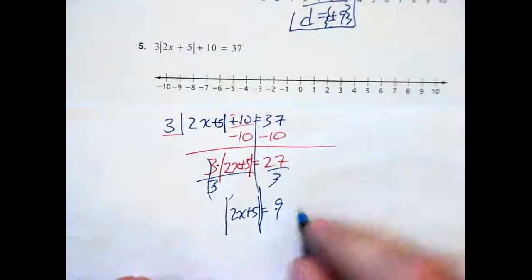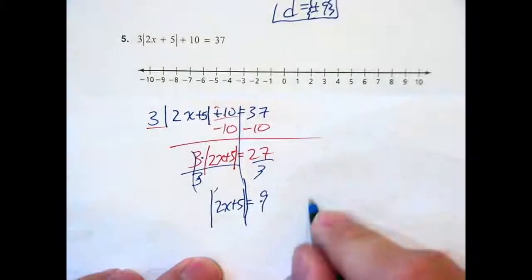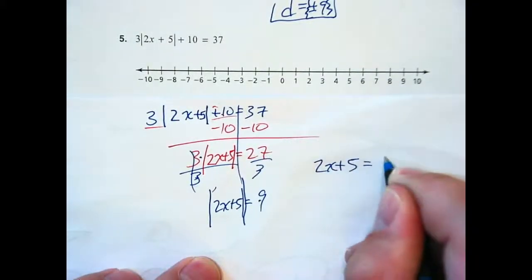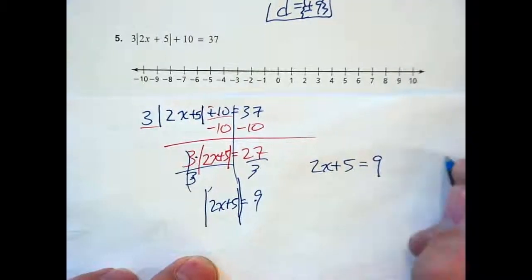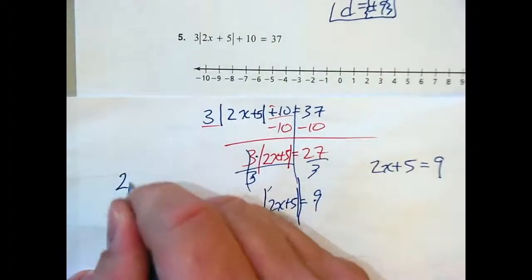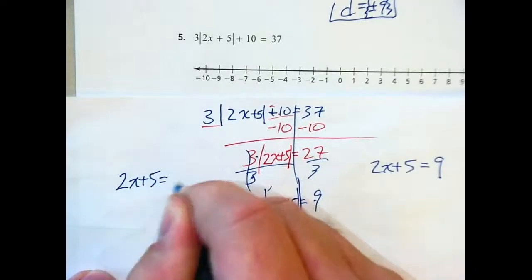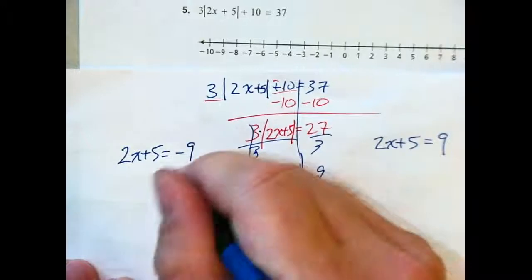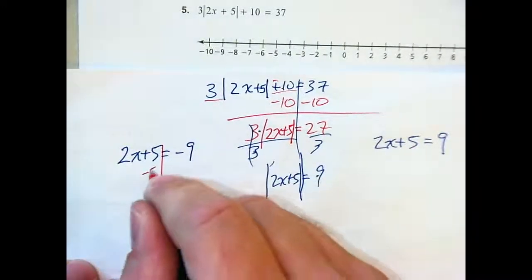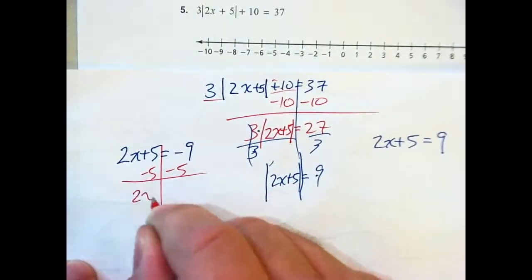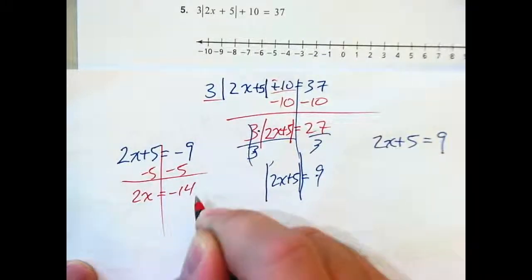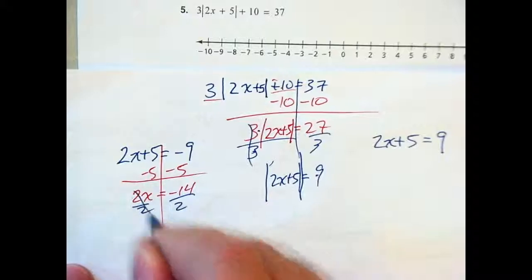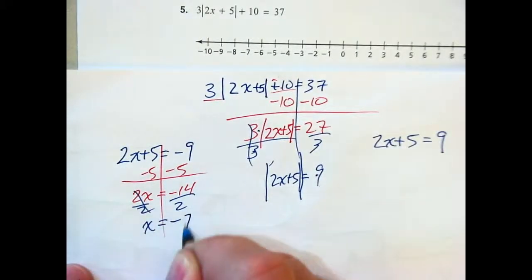So in this one, my positive case would say 2x plus 5 equals +9. My negative case would say 2x plus 5 equals -9. Then we solve. Subtract 5. 2x equals -14. Divide by 2. X equals -7.